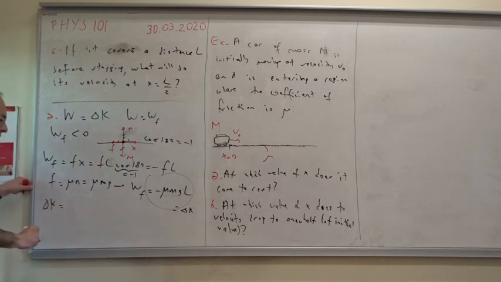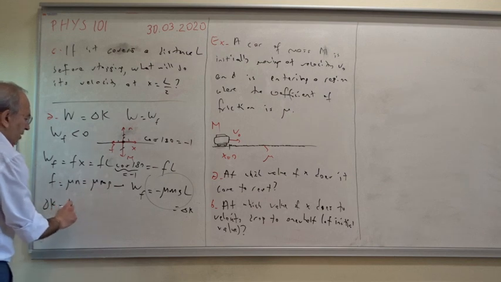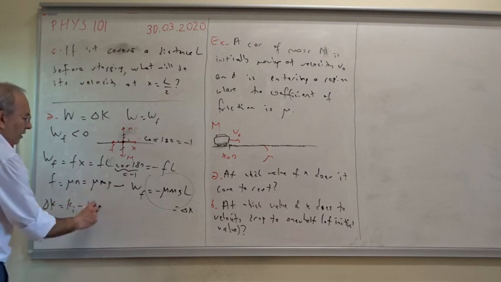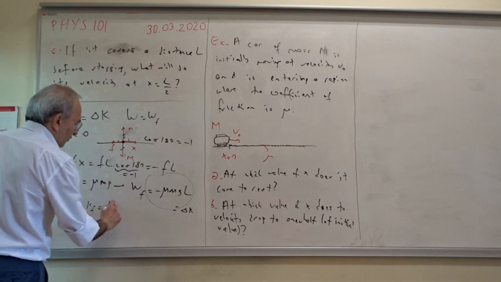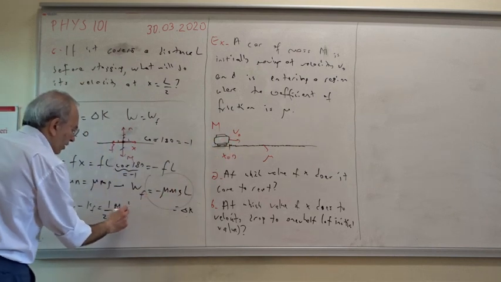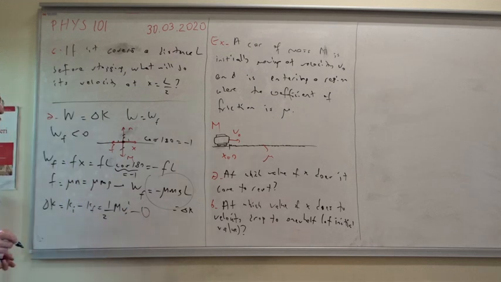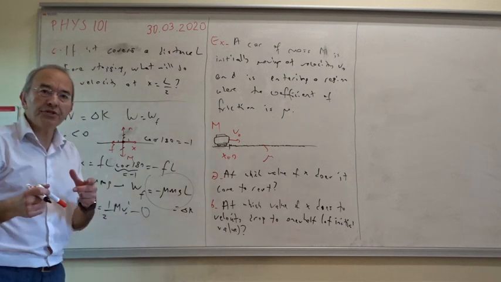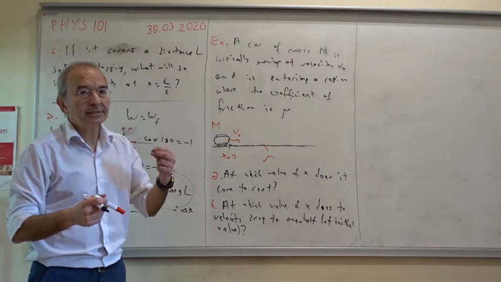But delta K is just, let's say, K final minus K initial. K initial was 1/2 capital M times initial velocity V0 squared, minus the final value, which is 0 because it stops. We want to find the distance L until it stops.